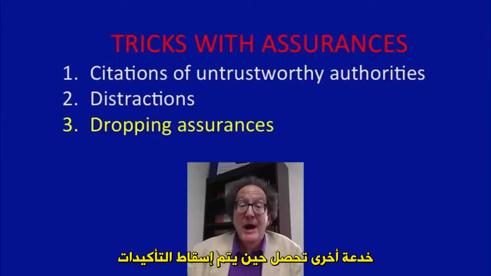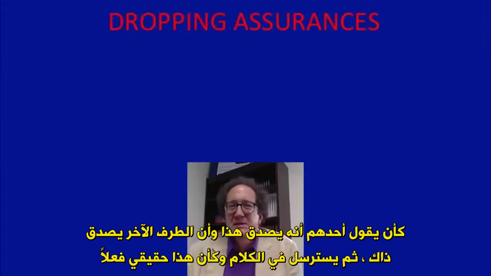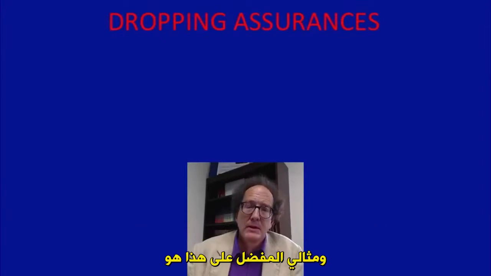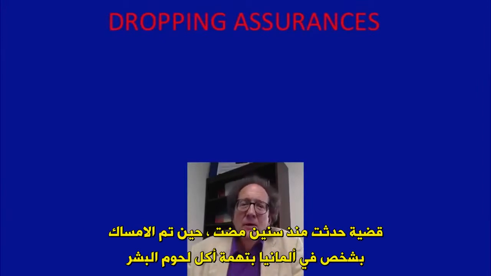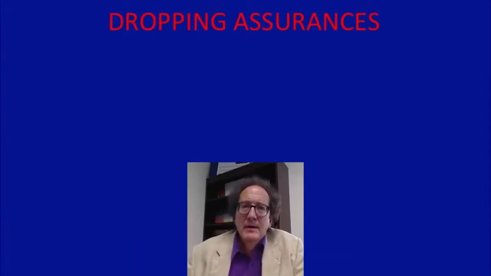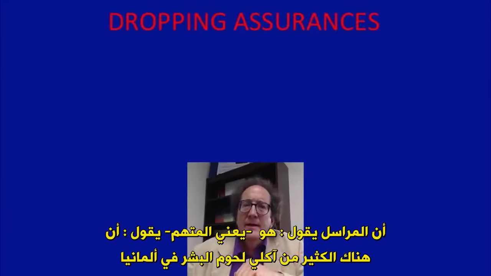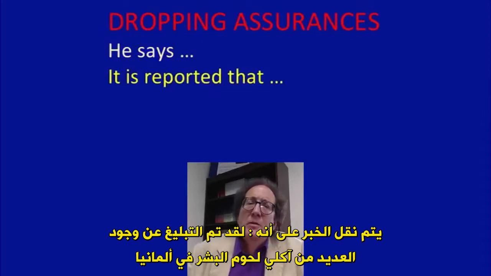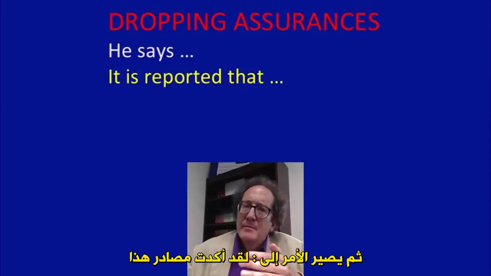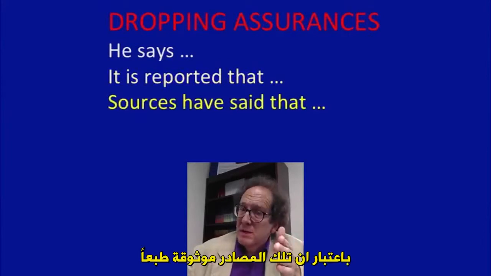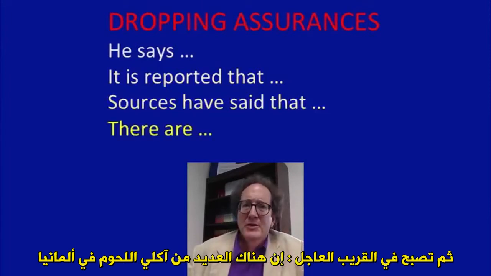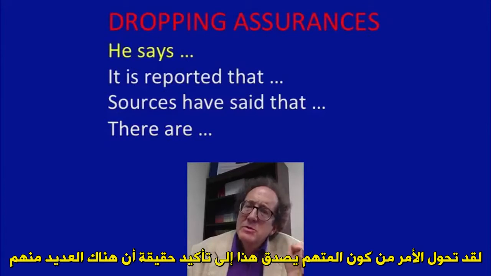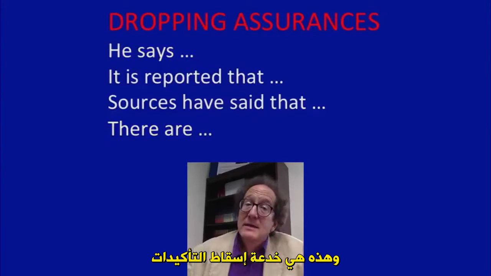Another trick is when assurances get dropped. People will start off saying, he believes this, I believe that, and then they drop it and start talking as if it's true. My favorite example of this was a case a few years ago when there was a person caught in Germany for cannibalism. And it started off with the reporters saying, well, the person accused of cannibalism says that there are lots of other cannibals in Germany. And then it becomes, it is reported that there are lots of cannibals in Germany. And then it became, sources have said that, as if the sources are reliable. And pretty soon they were saying there are lots of cannibals in Germany. And it moved from, he believes it, to there are lots of them. And that's the trick of dropping the assurance in a way that can be illegitimate.